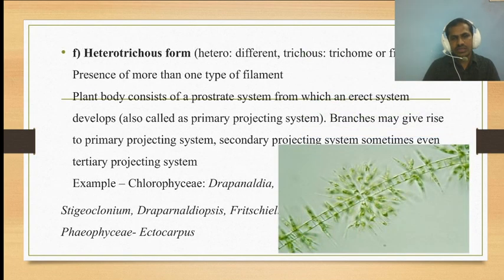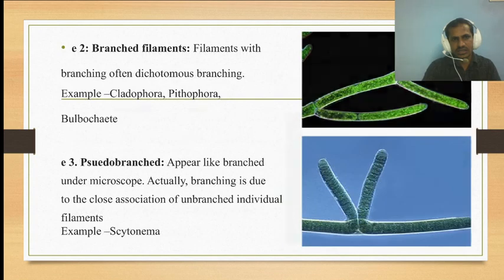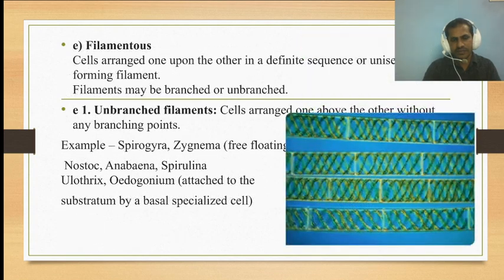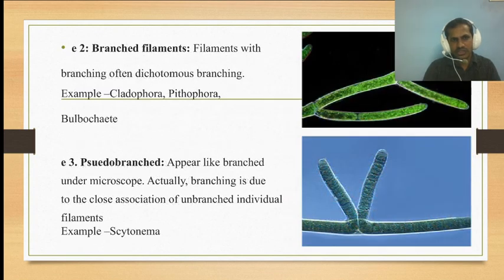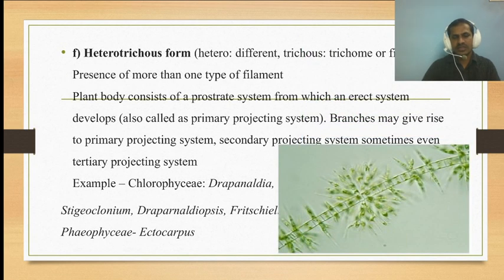We have seen the filamentous forms: first the unbranched one, then the branched one, and third the pseudobranched one. The next form is the heterotrichous form. Hetero means different, and trichous refers to the presence of more than one filament.